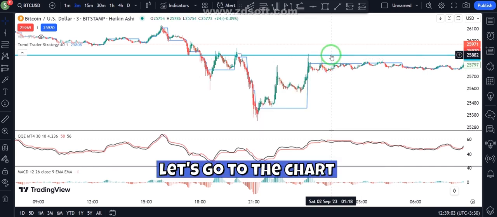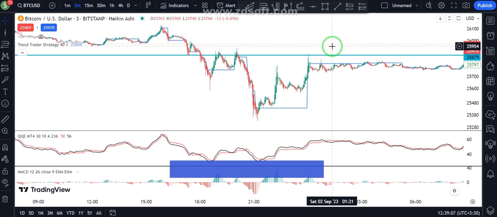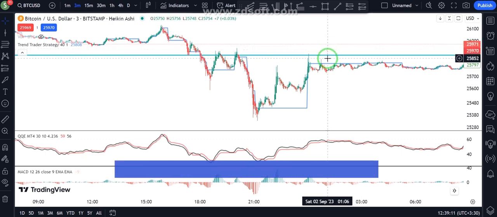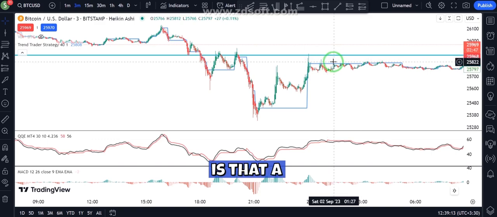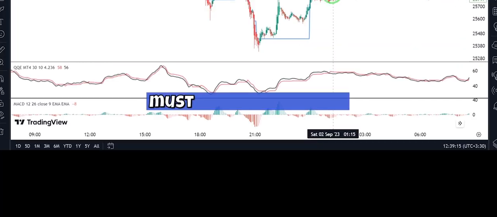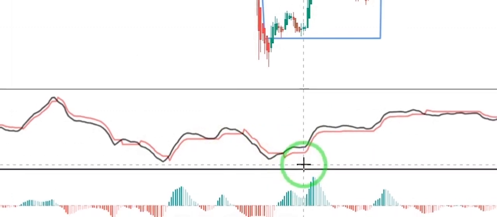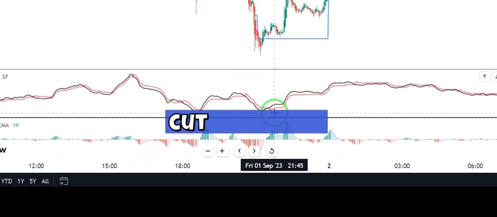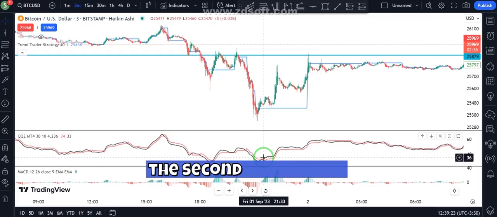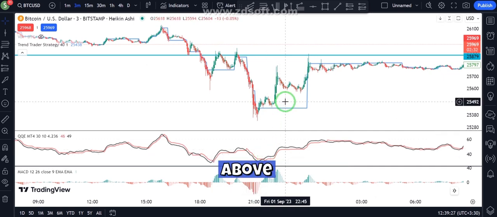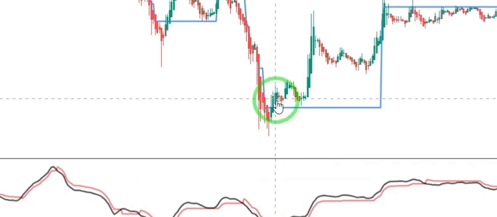Let's go to the chart. In order to enter a trade using this strategy, we need 3 conditions. The first condition is that the black and red lines must cross each other. Look, like this: the black line cut the red line. The second condition is that the green candlestick should be above the blue line.